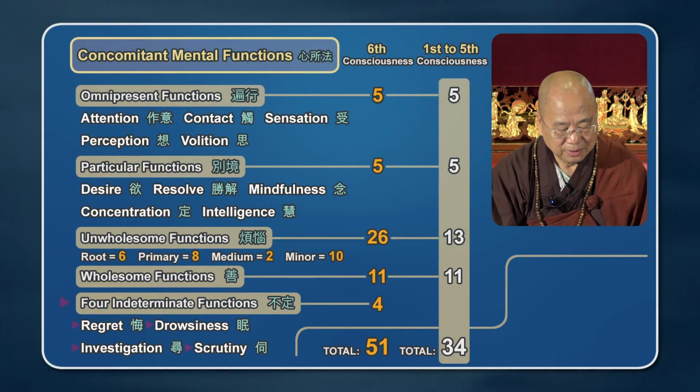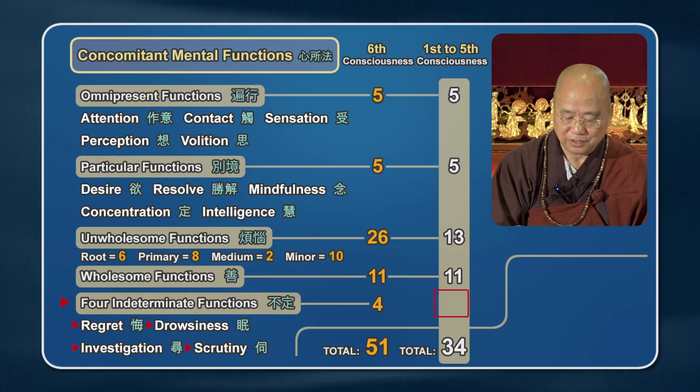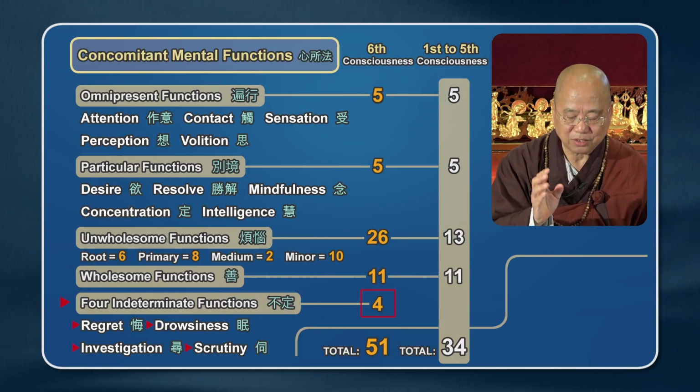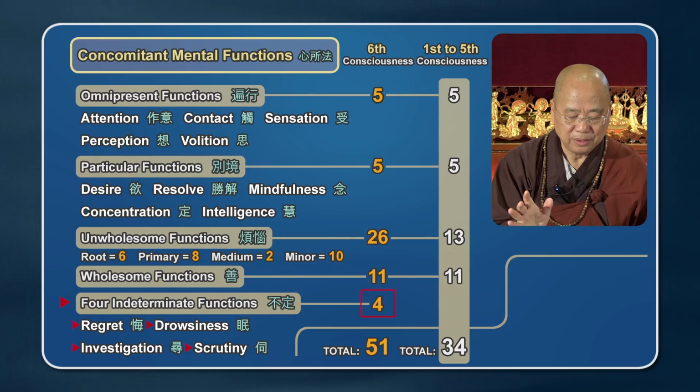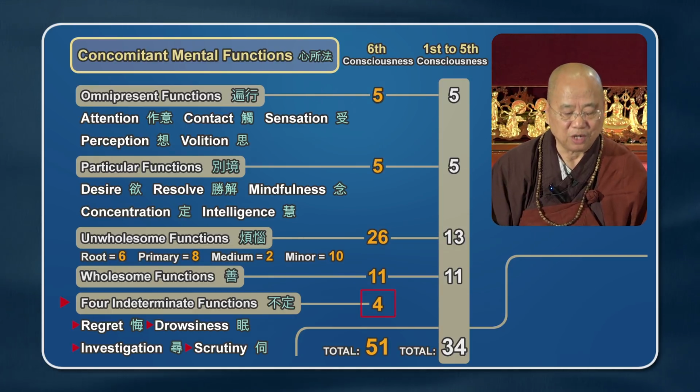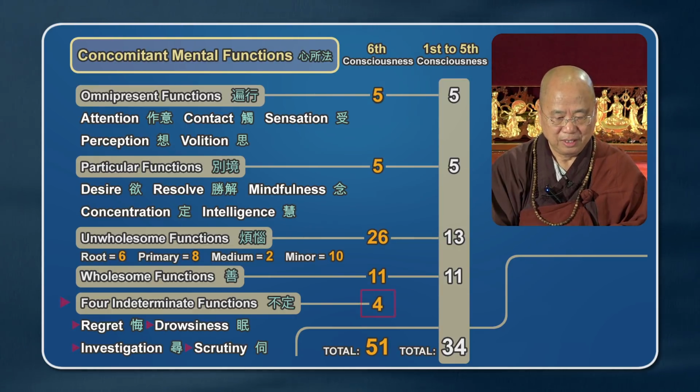So how about the 4 indeterminate mental functions? Regret, drowsiness, investigation, and scrutiny. The first 5 do not have these. But the 6th consciousness has these 4 indeterminate mental functions. Not sure, indeterminate. Why does regret, this mental function, sometimes be good and sometimes bad? It's indeterminate. Why? Regret, for example.